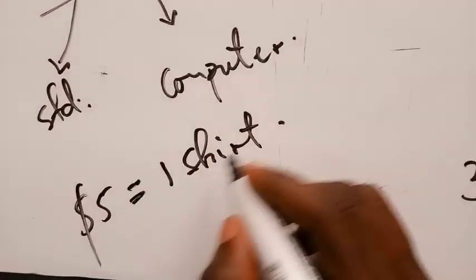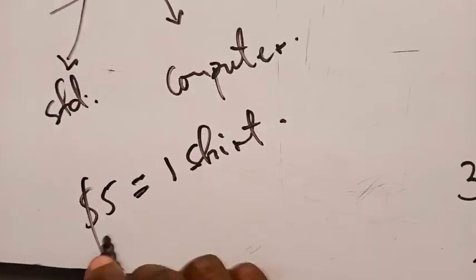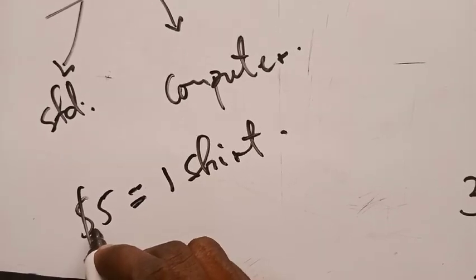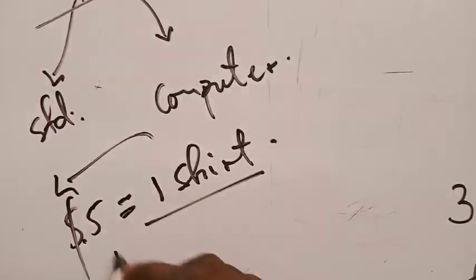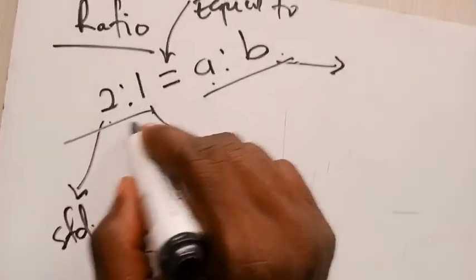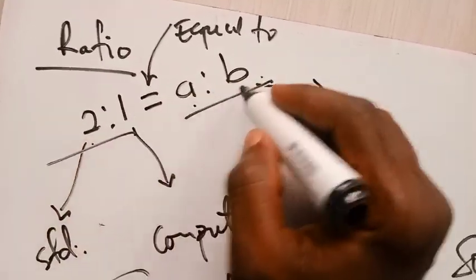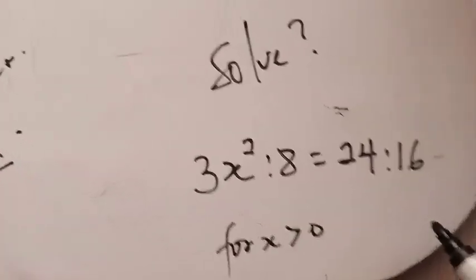So that is the equivalence between these two things here. So you are exchanging. Give me $5 and I'll give you one shirt. When I give you one shirt, you give me $5, the other way around. Is that okay? That is all that we are dealing with in this particular point. So once you have this basic idea, I believe you can solve this problem here.